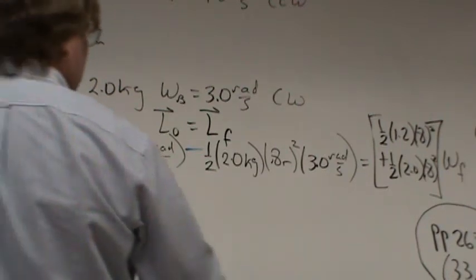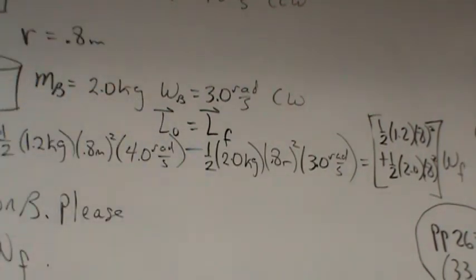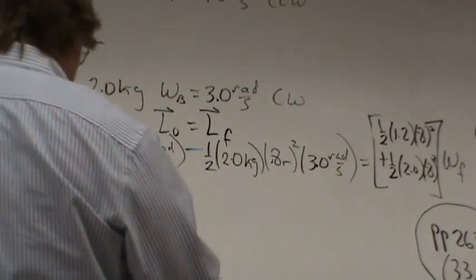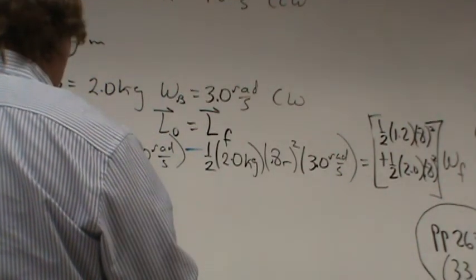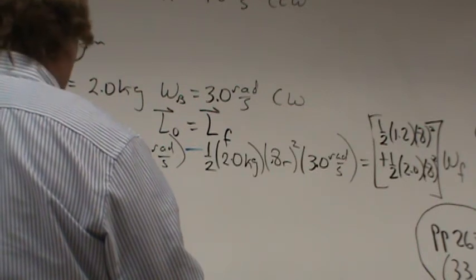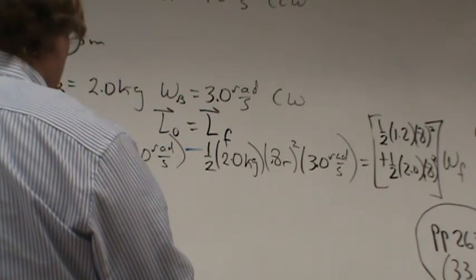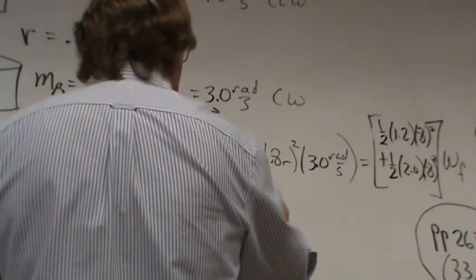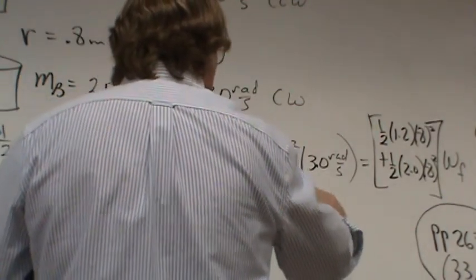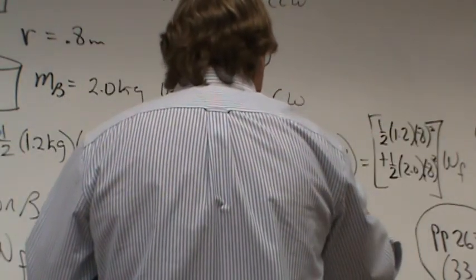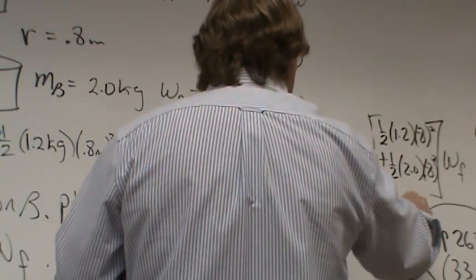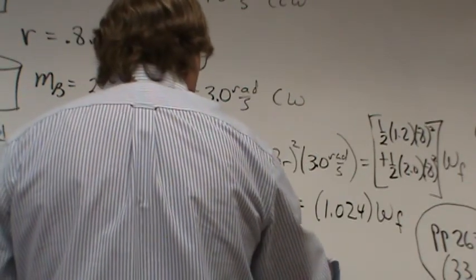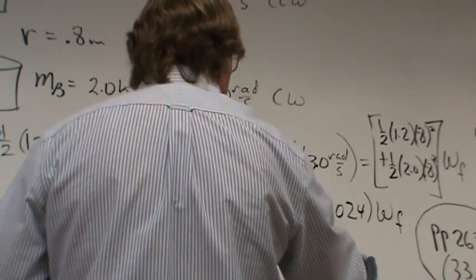And what'd you guys get? Well, here, I'll just do that. Sorry if the bell rings. What have I got here? 0.6 times 0.8 squared times 4 minus 0.8 squared times 3. So I got negative 0.384 equals, when you add up these guys, you get 1.024 omega f. So I ended up with negative 0.375 radians per second.